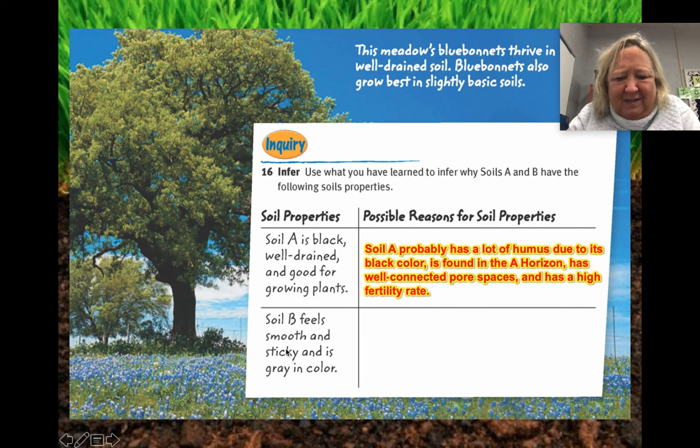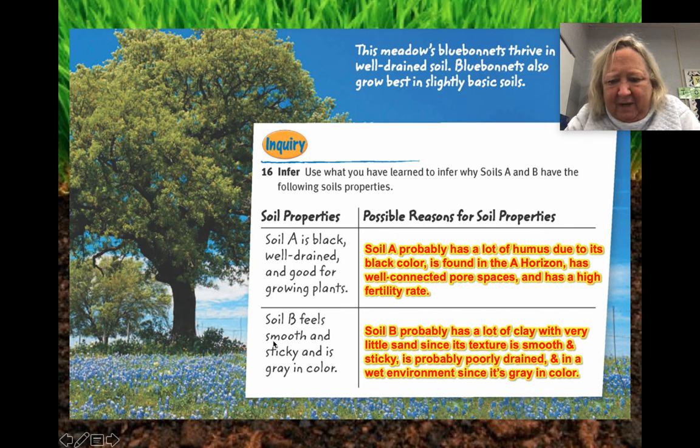B is smooth and sticky and gray. Well, it's probably clay. Clay tends to be more gray. And probably not much sand because it's smooth and sticky. You know how sand feels, not smooth or sticky. It's probably not drained very well, and it's probably in a wet environment.